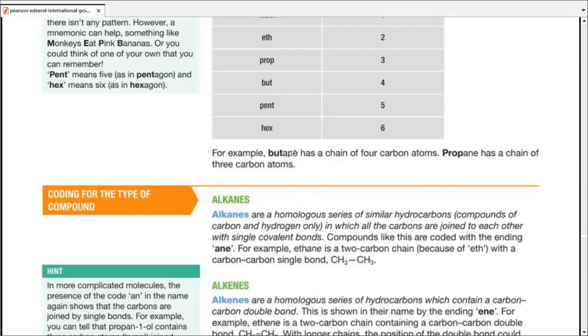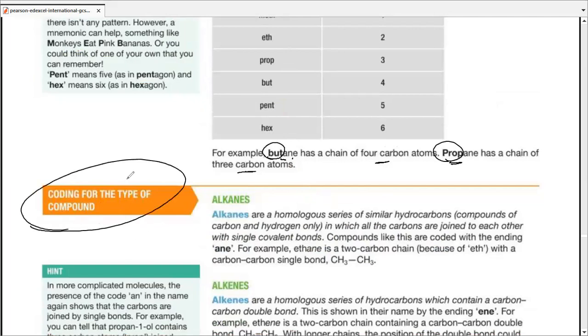For example, butane: the word but means 4 carbon atoms. Propane: the word prop means 3 carbon atoms. Now, coding for the type of compound. When we come to this heading, we're actually talking about the last name, or in other words, the suffixes. When the prefixes and suffixes combine, you can form the whole name. So let's talk about the suffixes.